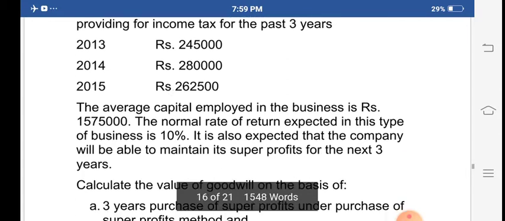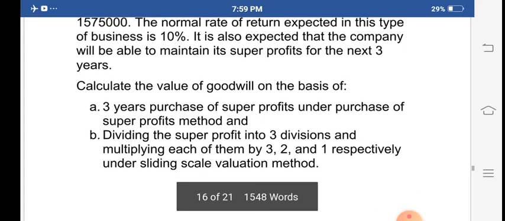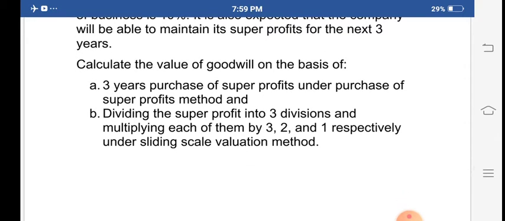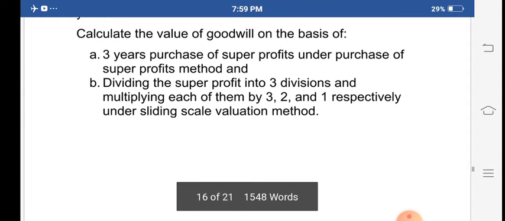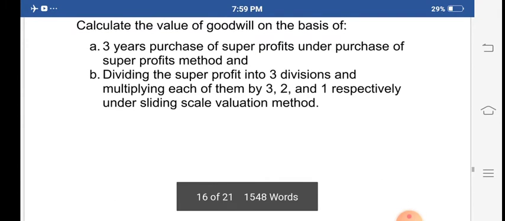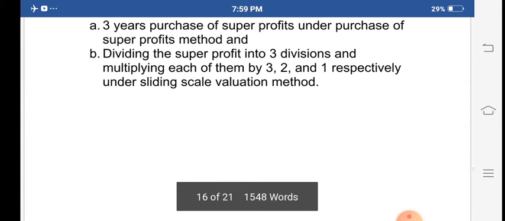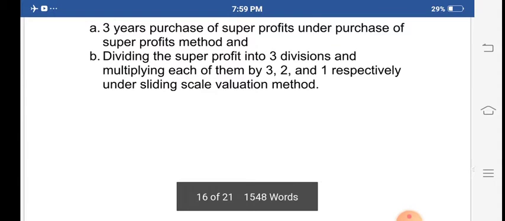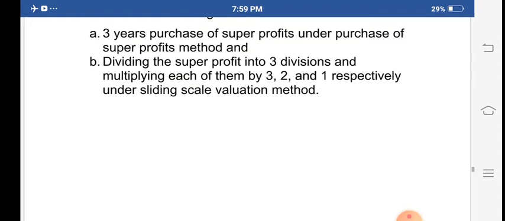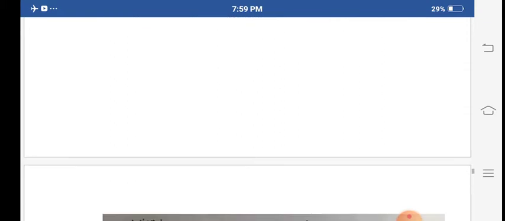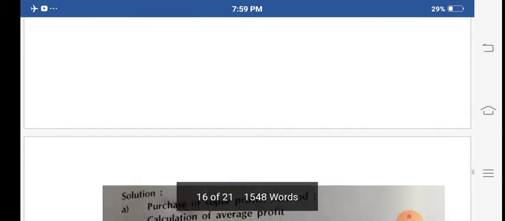First of all, we will try to solve the problem with the purchase of super profit method. You should know the formula: super profit into number of years purchase. You also know how to calculate the super profit. The formula is average profit minus normal profit. And the normal profit is average capital employed into normal rate of return divided by 100, and you will get the normal profit.